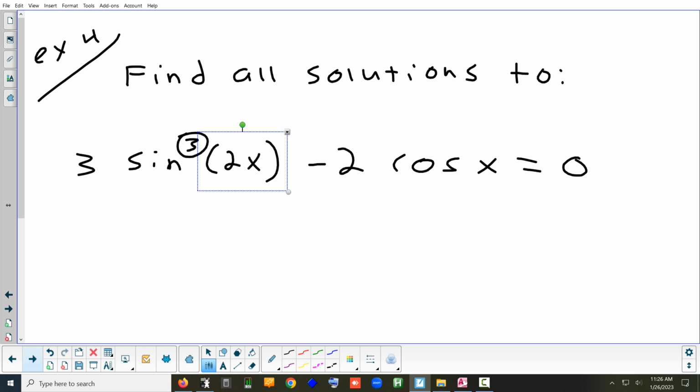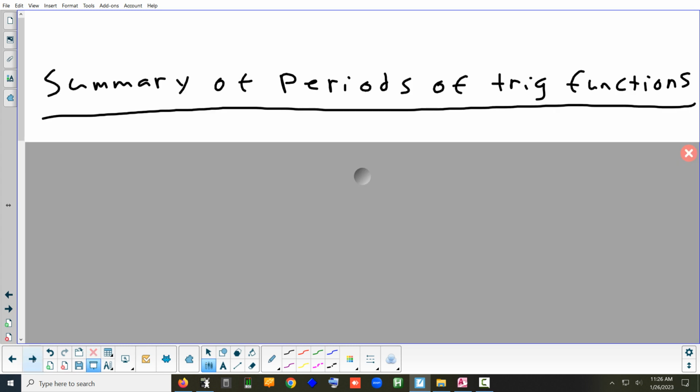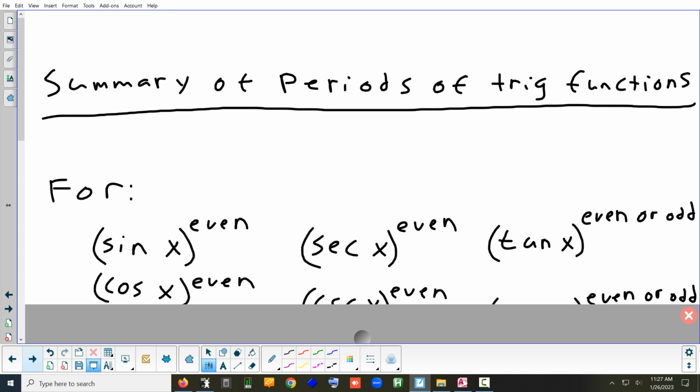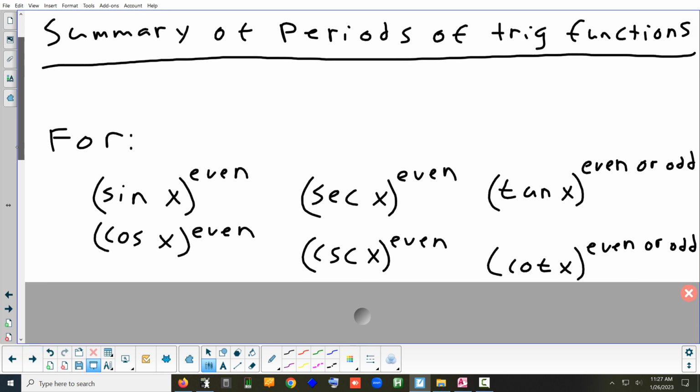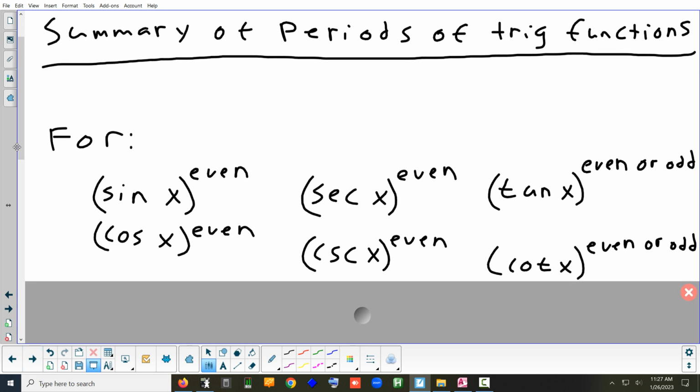The bigger you make this number, the more that it shrinks. So we're cubing it and shrinking it. So there's a couple things happening. So that kind of complicates what the period could be. So here's a summary of the periods for all the trig functions.